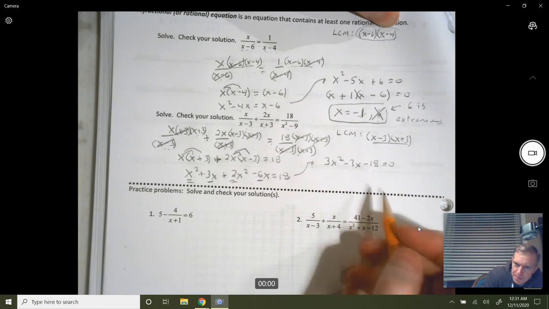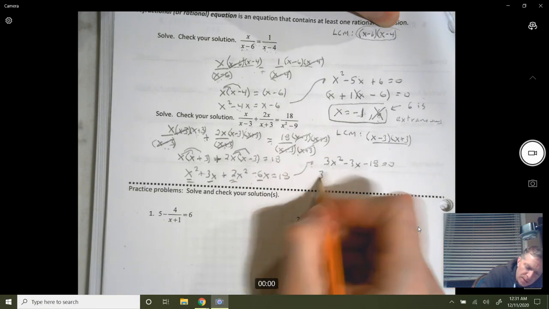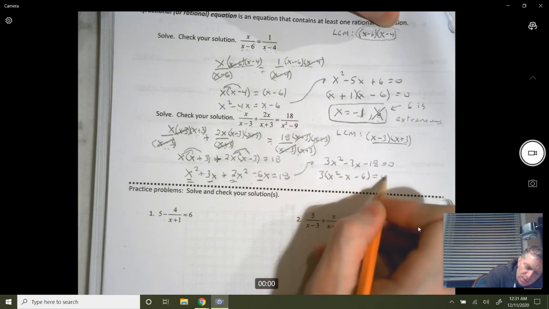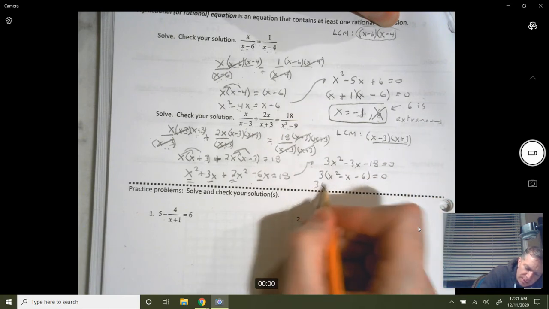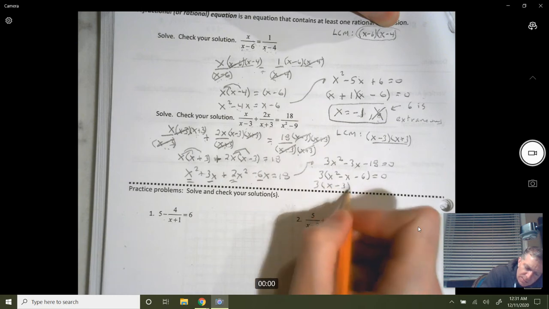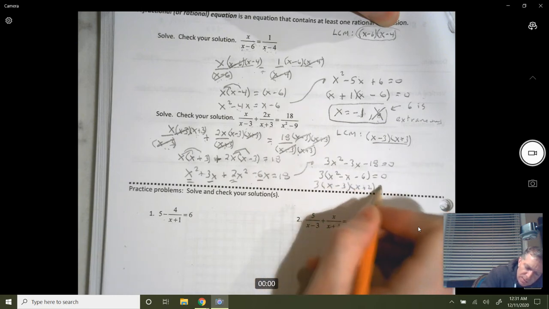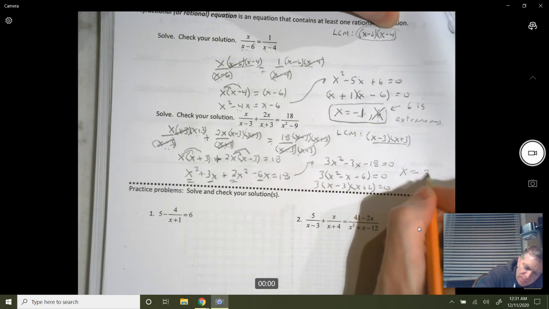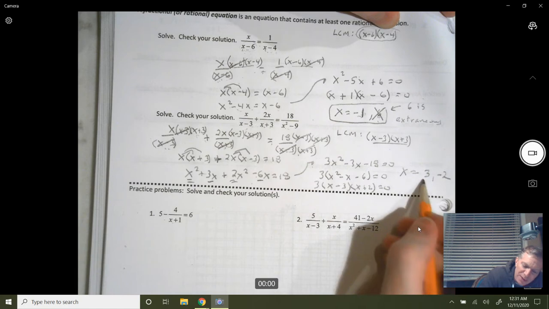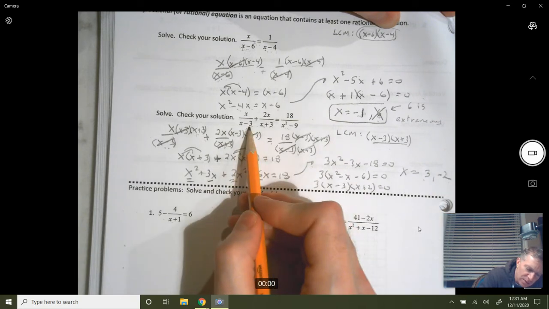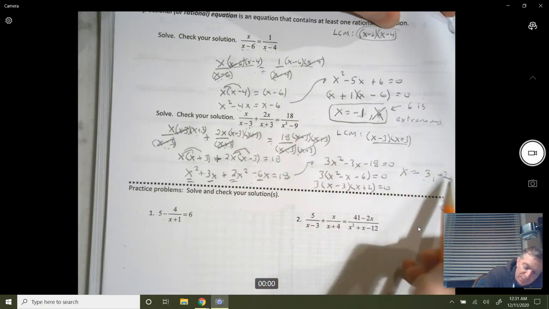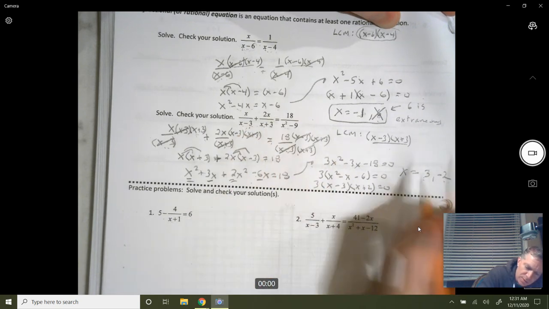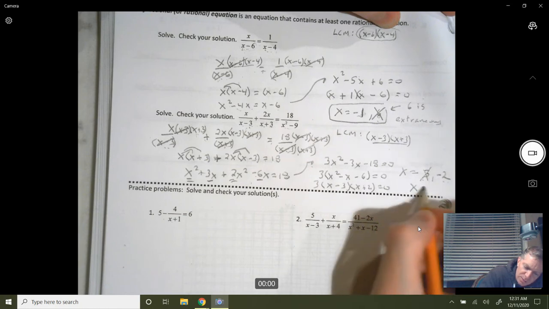Okay, I'm going to factor 3 out of each term. X squared minus x minus 6 equal to 0. So 3 times x minus 3, x plus 2. So x is going to equal positive 3, negative 2. Now, do either of these make any of our denominators 0? Check the factored form. So negative 2 is fine, but 3 is a problem. 3 would make this denominator 0, so we cross that out. Our solution is x equals negative 2.